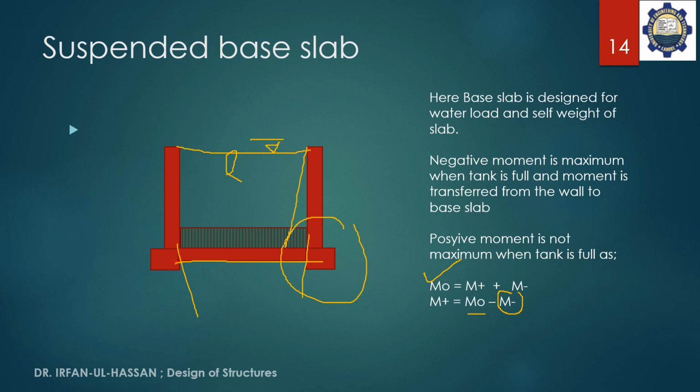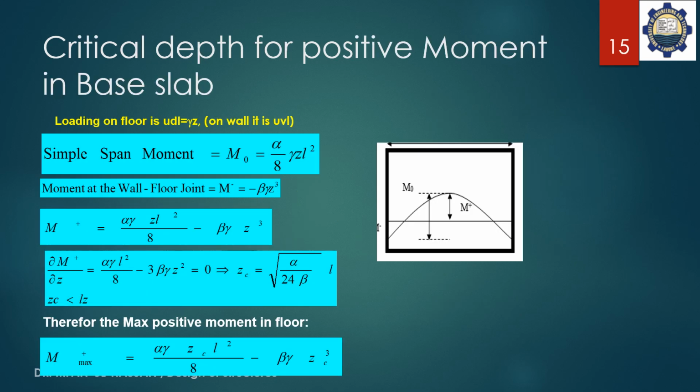Basically negative moment is already computed for the full tank case, but you can also compute it for the critical depth, because while you are computing the positive moment, you have to take the negative moment also for that critical depth. So how to compute it? It's simple. First, you have to prove it. Your simple span moment in the base slab is alpha over 8 WL square, where W is equal to gamma Z. Here I am saying that Z is unknown because we want to compute that Z, the critical depth of water ZC, where the positive moment is maximum.